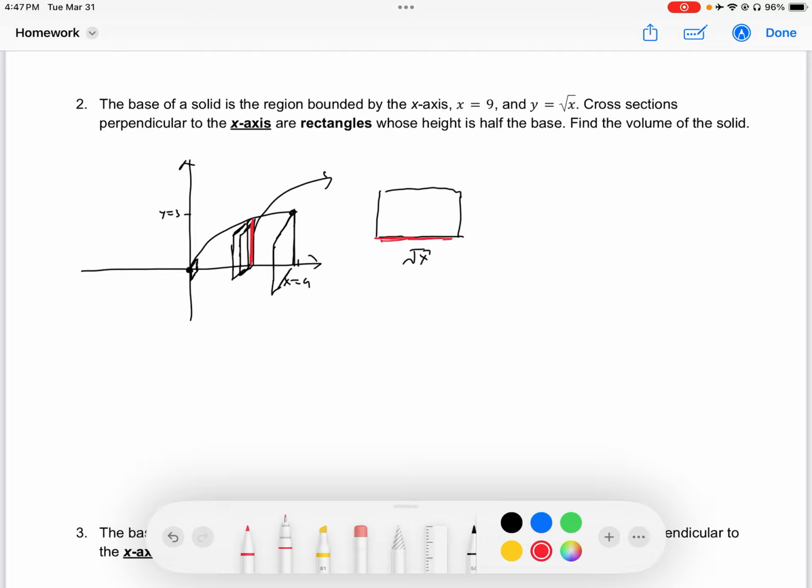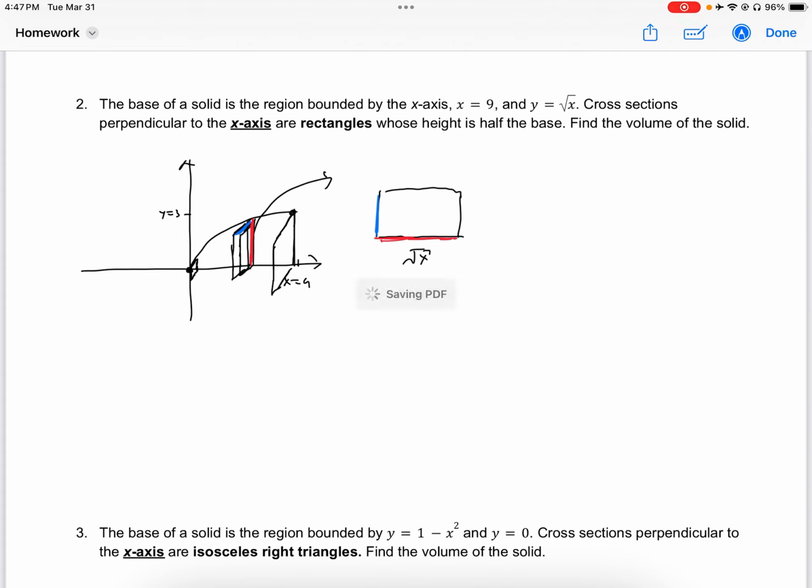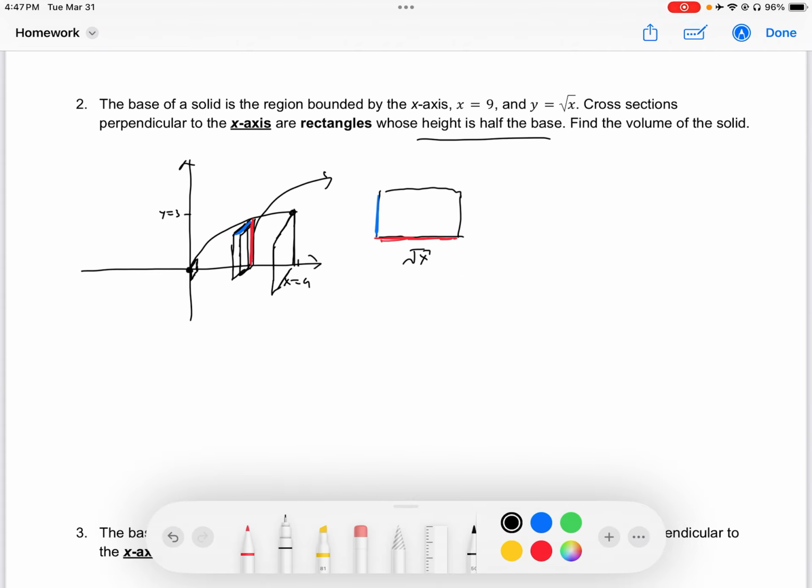And that matches up to this. And the height of this rectangle should be half of that. And how do I know it's half? Well, because that's what they told me. They said it's half the base. So this would be 1/2 root x. So that means the cross-sectional area of this little rectangle is going to be 1/2 root x times root x, which somewhat obviously is just x over 2.